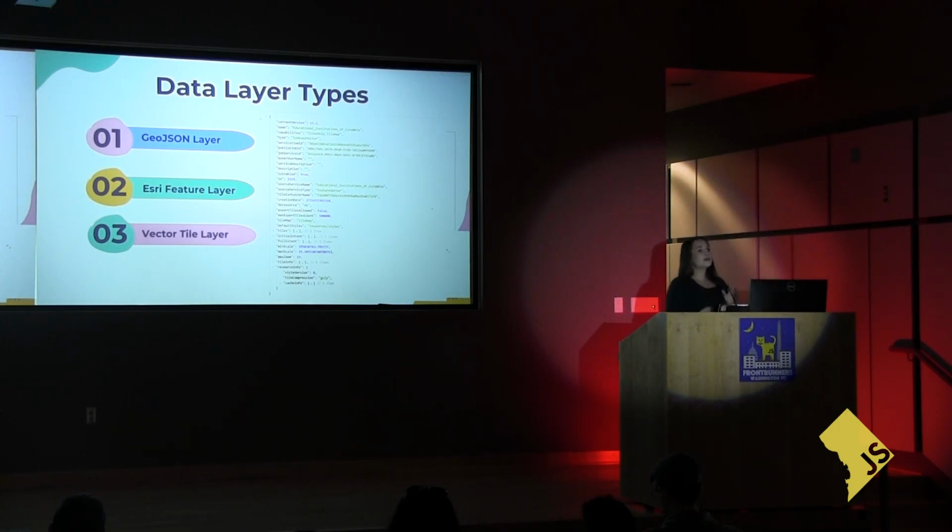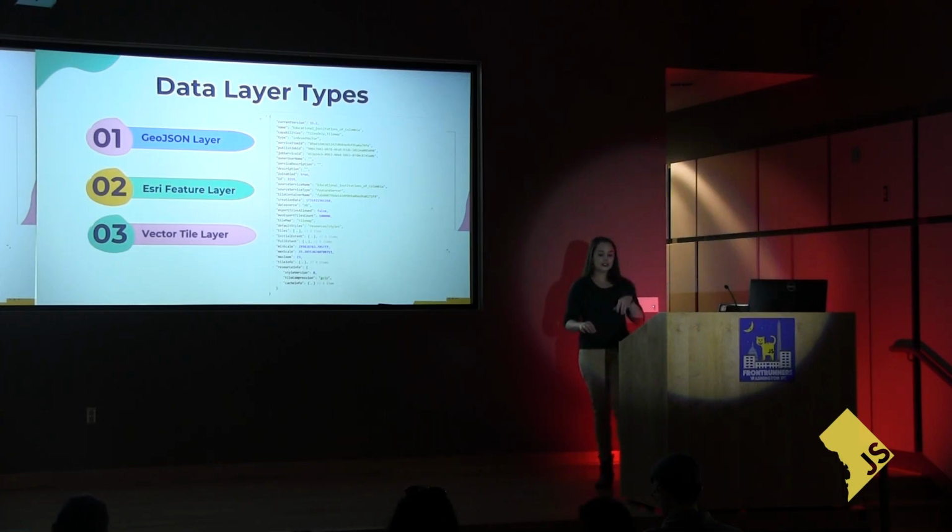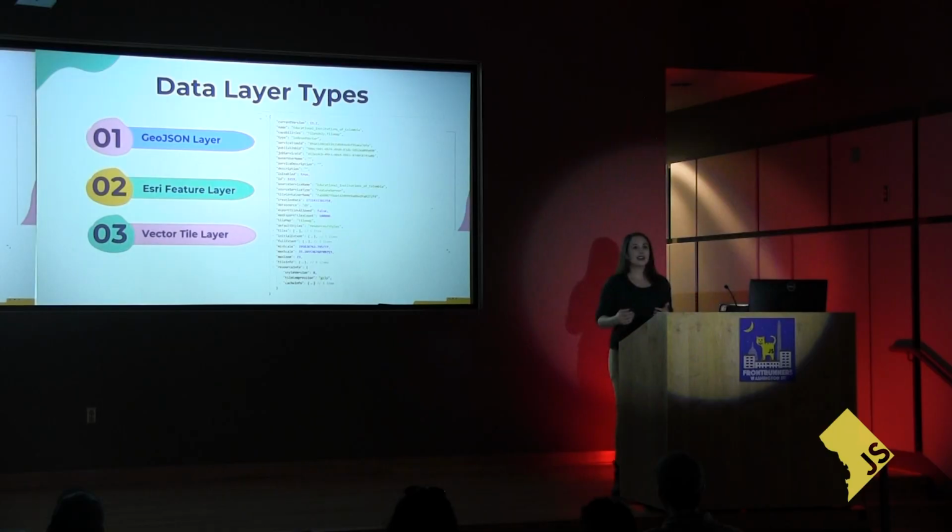These are really good for large data sets. So your GeoJSON or your feature layer, you don't want to use for huge data sets. And when I say huge, I mean, well, if you have maybe like 100 different pins on your map, that's fine for a GeoJSON layer. Feature layers can handle a bit more.